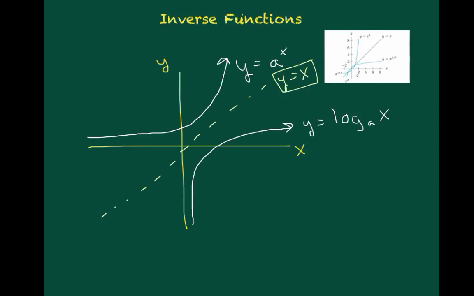So the point (0, 1) on y equals a to the x is reflected over this line to the point (1, 0). And as you can see, just as the times in the 10,000 meter race, the x's and y's switch when we look at the graph. And that's what gives us the reflection.